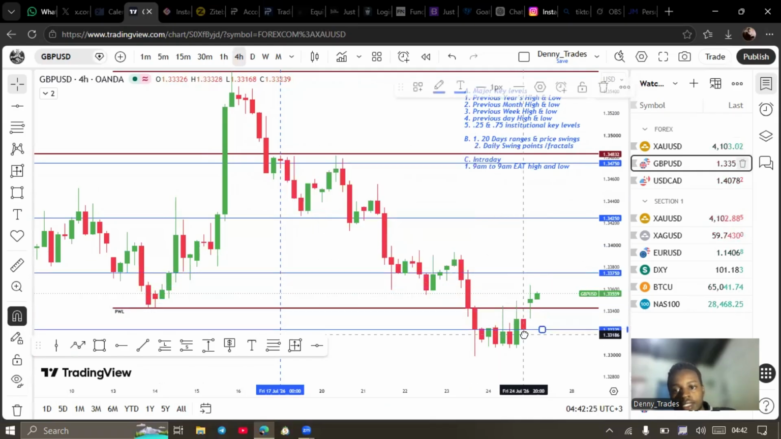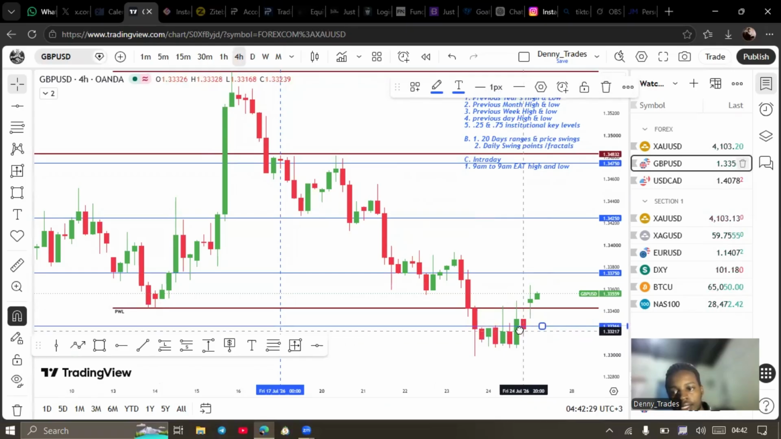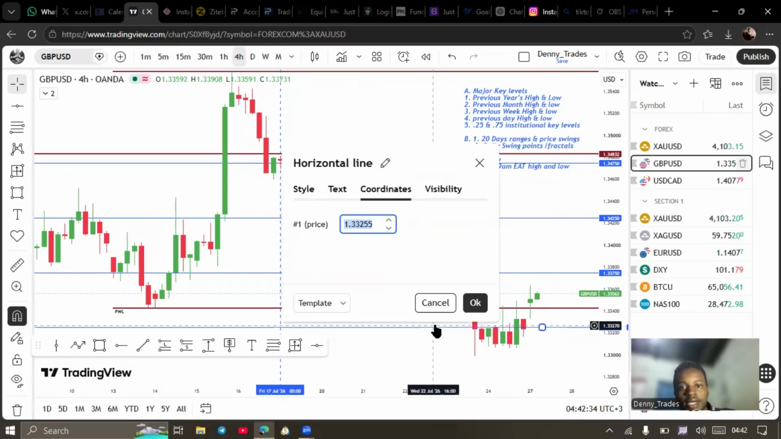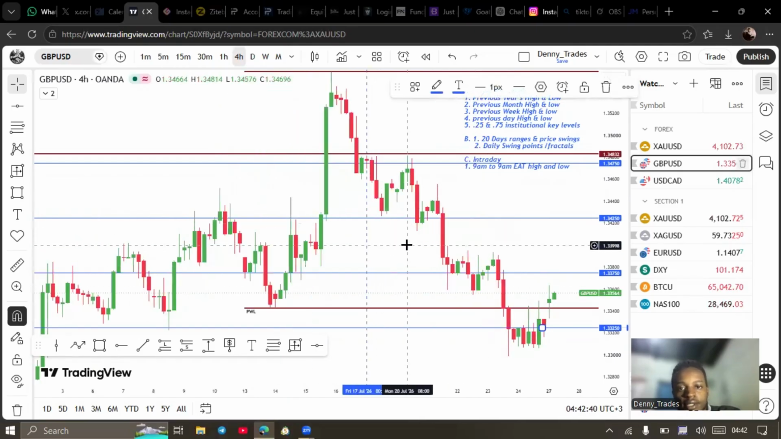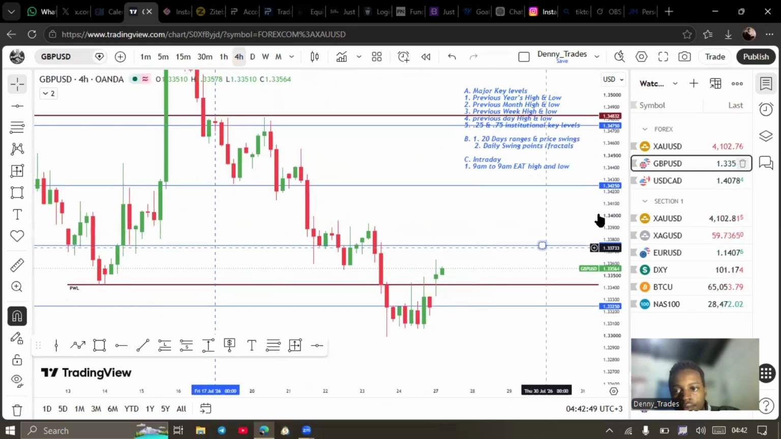Remember, I already determined my bias on the daily chart, and I already decided that the daily chart is bearish. The daily is bearish, the weekly is bearish. These are my key levels right here: 0.75, 0.25, 0.75, 0.25, the 2.5, the 7.5. You can see where the 7.5 and the 2.5 are on this price line.